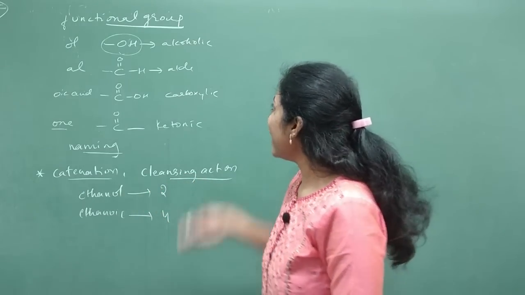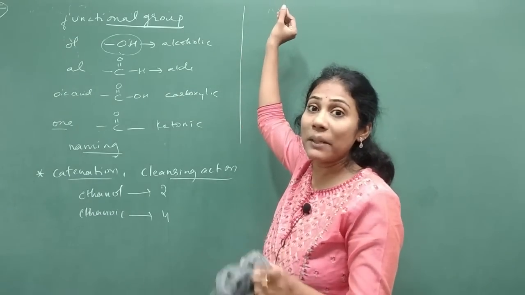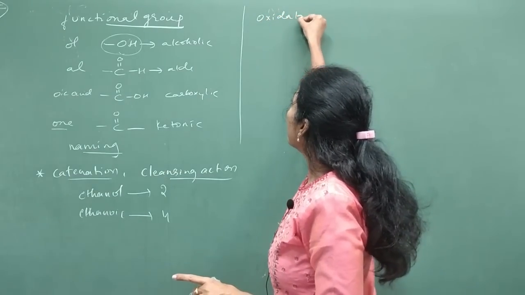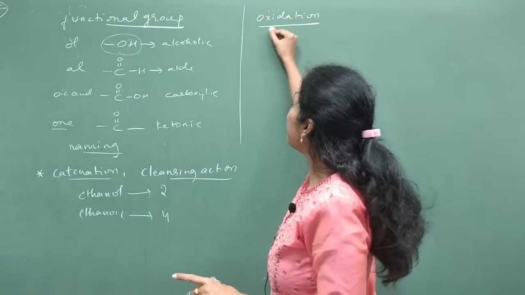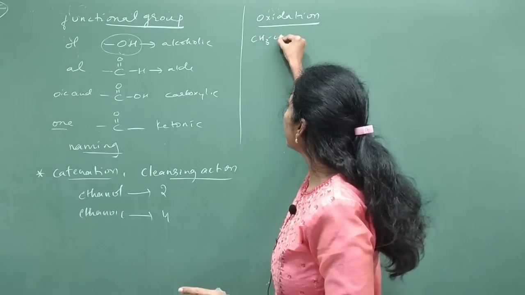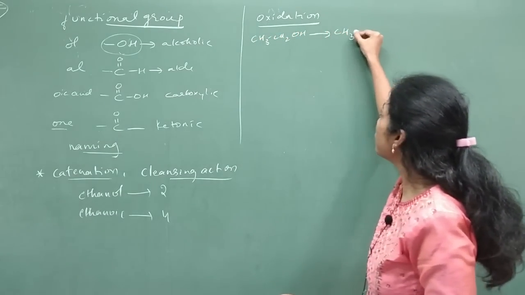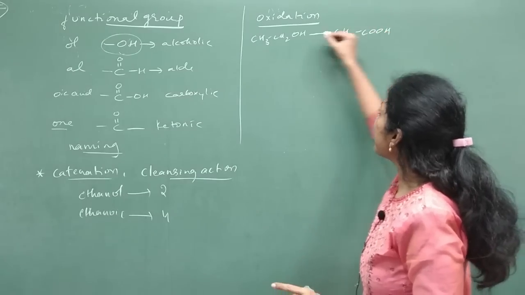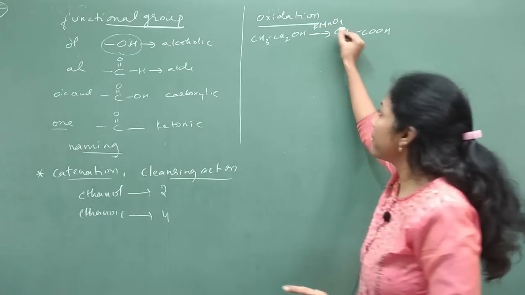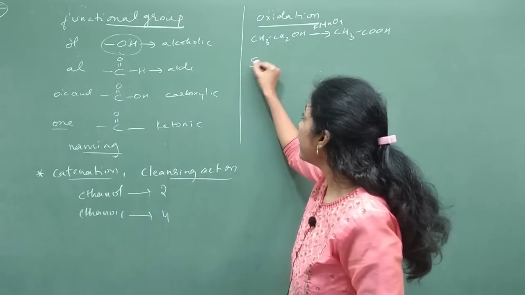Okay, so other than this, you should focus on the 4 types of carbon compound reactions, like the oxidation reaction. Okay, this was asked in the pre-board also, no? So here ethanol gets converted into ethanoic acid, right? Ethanol converts into ethanoic acid in the presence of an oxidizing agent called KMnO4, potassium permanganate, or potassium dichromate. So this reaction is very important.